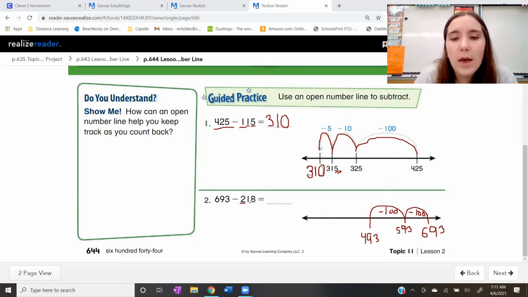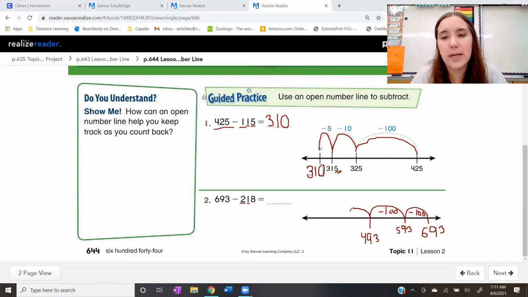Now in my tens place, I only have 1 10, so I just need to do 1 jump of minus 10. Now because I'm taking away tens, my tens place is going to change. So I had 9 tens, minus 1 would be 8 tens. So that would be 483.